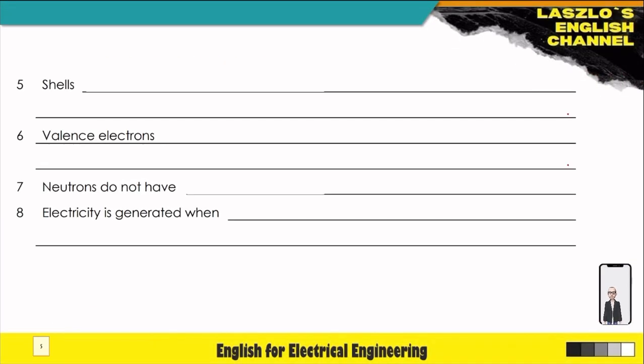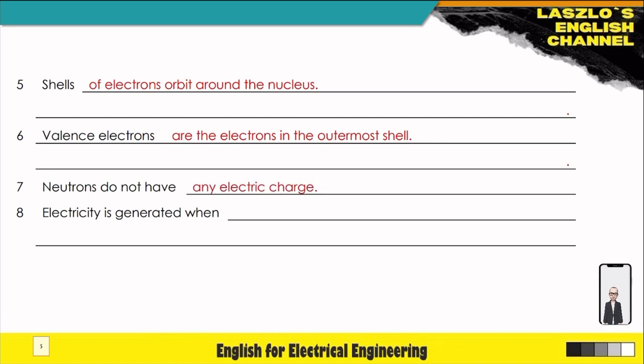Right, next one. 4 more sentences. Shells of electrons orbit around the nucleus. Valence electrons are the electrons in the outermost shell. Neutrons do not have any electric charge, and electricity is generated when the valence electrons are free to move from one atom to another. That was our first task.